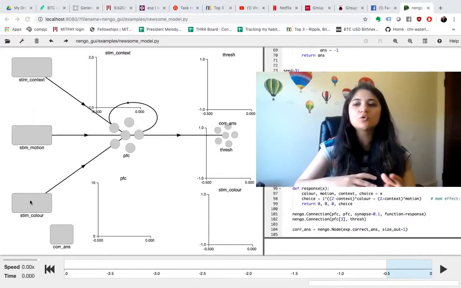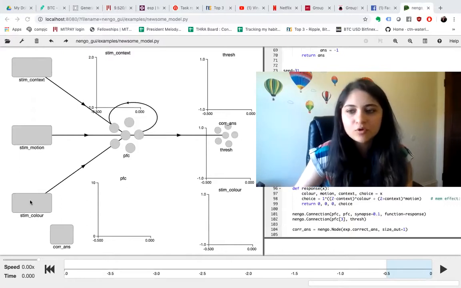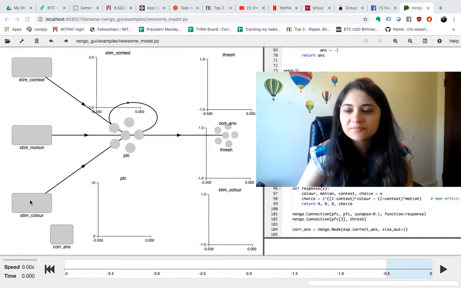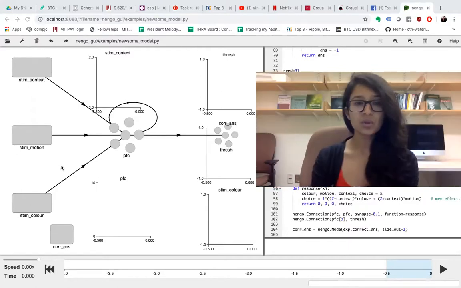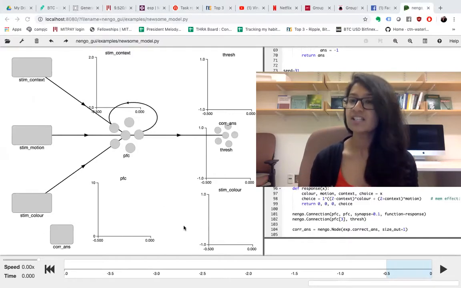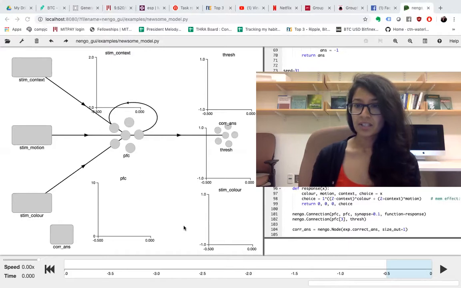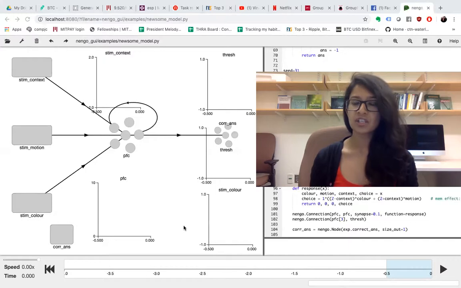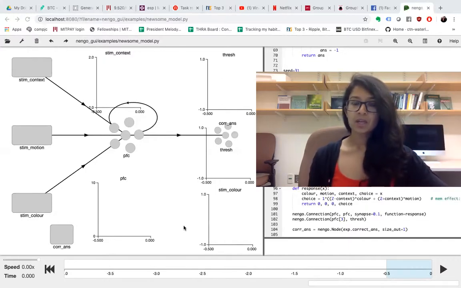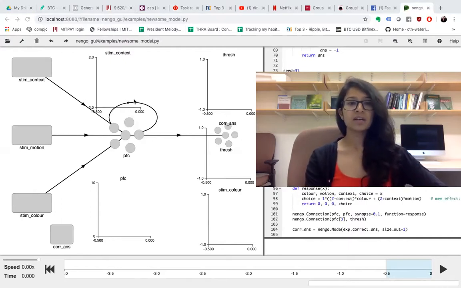So what does going left or right indicate? What was the basis of this study? What were you trying to test? The goal was to study decision making, context-based decision making. Given a certain context, the animal was trained to make its decision either based on the motion of the dots or based on the color of the dots. Here we've modeled this decision-making process as if there's an integrator and a threshold population.